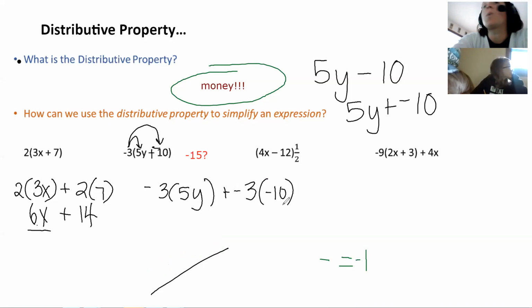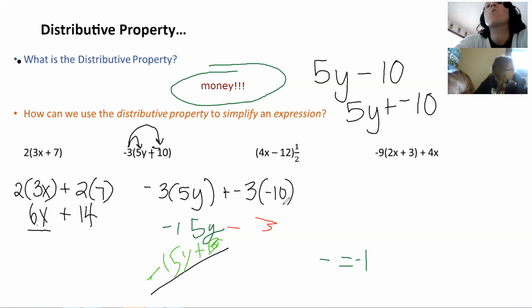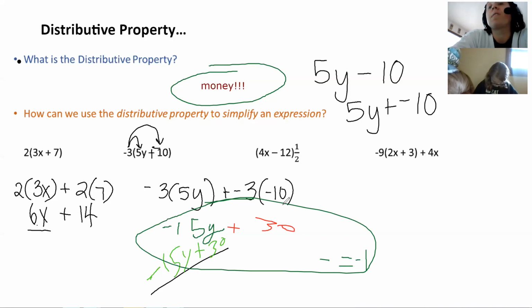So then we would go ahead and simplify and do the math, and someone actually did it down there just fine. We have -15y, very good. And then -3 times -10 is 30. Yeah, very good. -15y plus 30. And we can't combine that. So that's it. Good stuff.